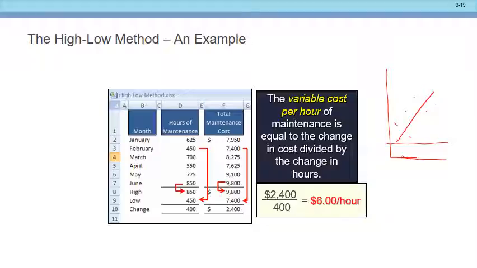We use total cost and variable cost, etc. Now, I am not going to obviously ask you to do regression analysis.